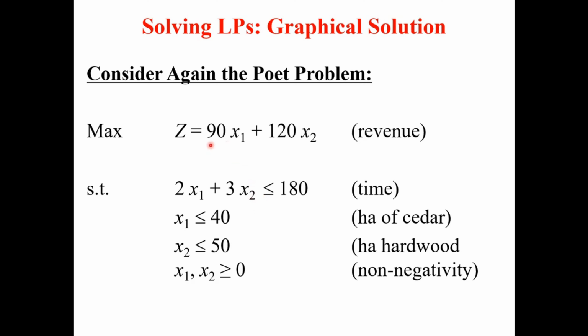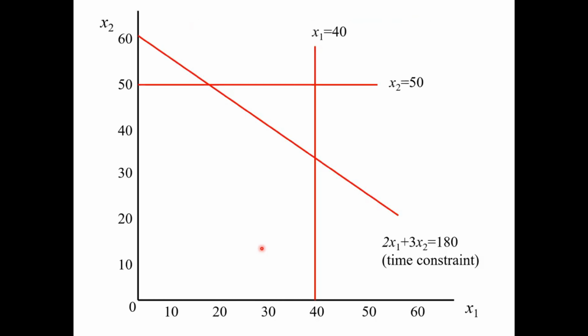Okay, then going back to the POET problem, we specify the revenue as follows, and you've seen this already: 2x1 plus 3x2 less than 180. That's the time constraint, less than or equal to 40 and 50 for the amounts of cedar and hardwood that the POET has available, and we have, again, non-negativity. So we can draw the constraints as follows. So here x1 is your cedar, and this then is 40, and that's our constraint for cedar.